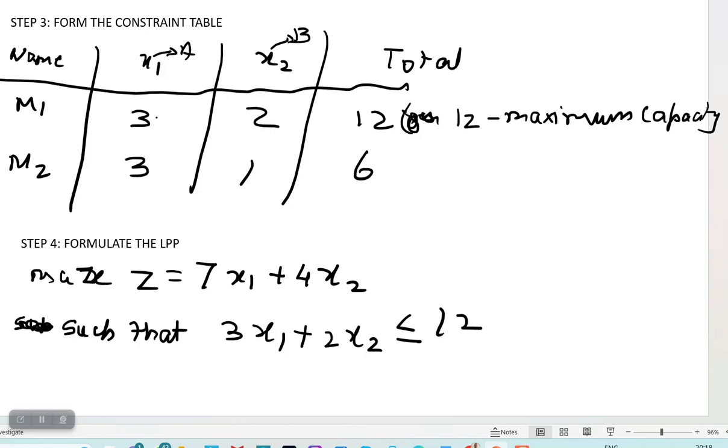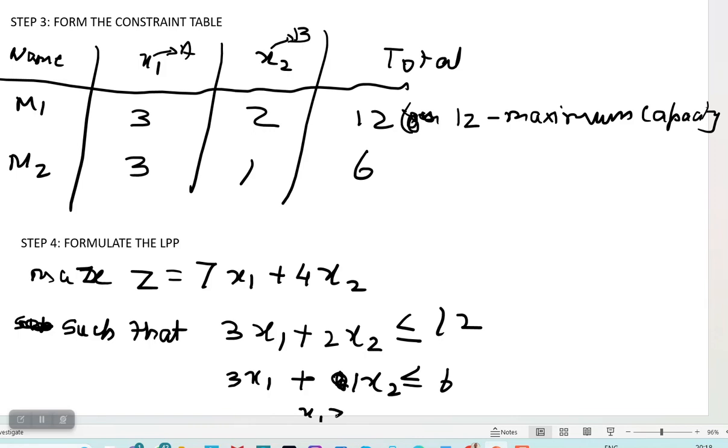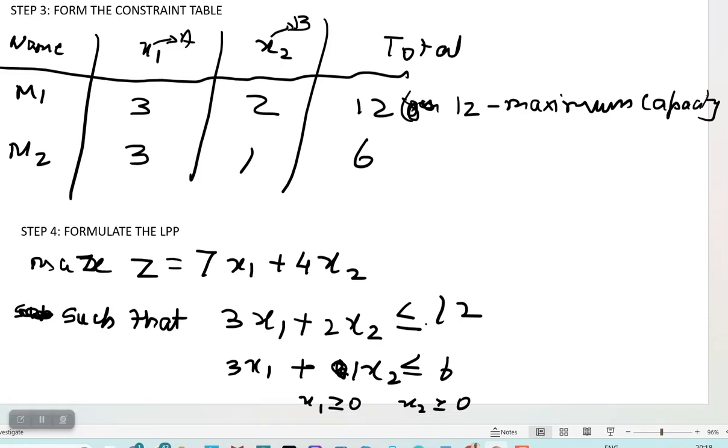Similarly, 3X1 plus 1X2 less than or equal to 6. And then you have to write something that is always true: X1 greater than or equal to 0, X2 greater than or equal to 0. With this we come to the end of the problem.